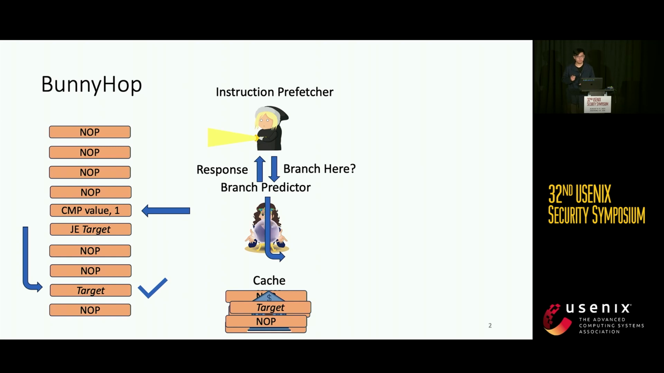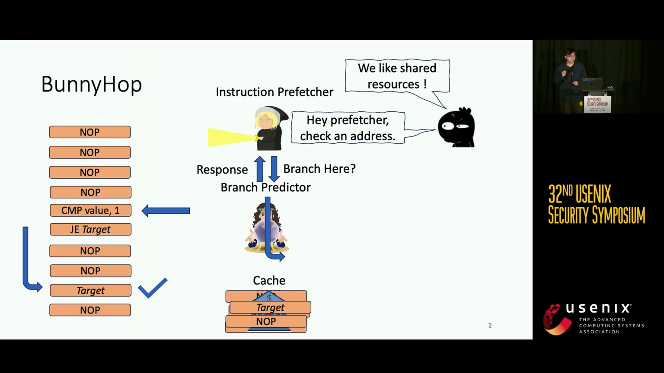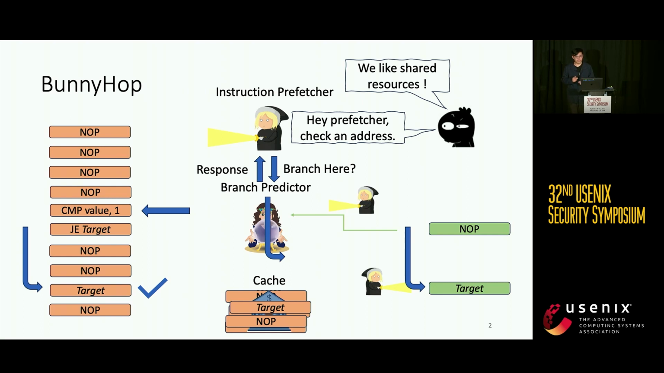So the instruction prefetcher is good, the branch predictor is good, and the cache is also good. The good things are always shared between processes, and as an attacker, we like shared resources. As an attacker, we can ask the instruction prefetcher to check an address for us, to check whether there is a branch at that address or not. An attacker can create a NOP instruction that has the same address as the conditional jump in the other process, and execute this instruction. The instruction prefetcher will now start prefetching instructions and ask the branch predictor whether there is a branch here or not. In this case, the branch predictor will respond with a target address because the conditional branch was previously taken, and the instruction prefetcher will then bring the target address in the attacker's memory to the processor. This target address will also be stored in the cache.